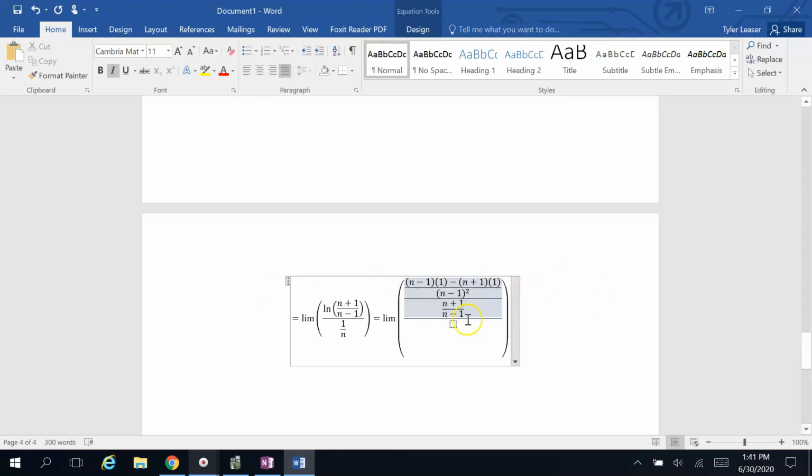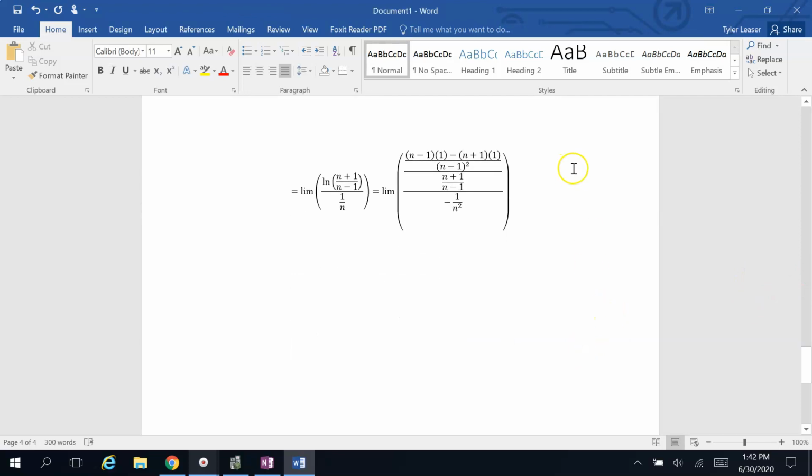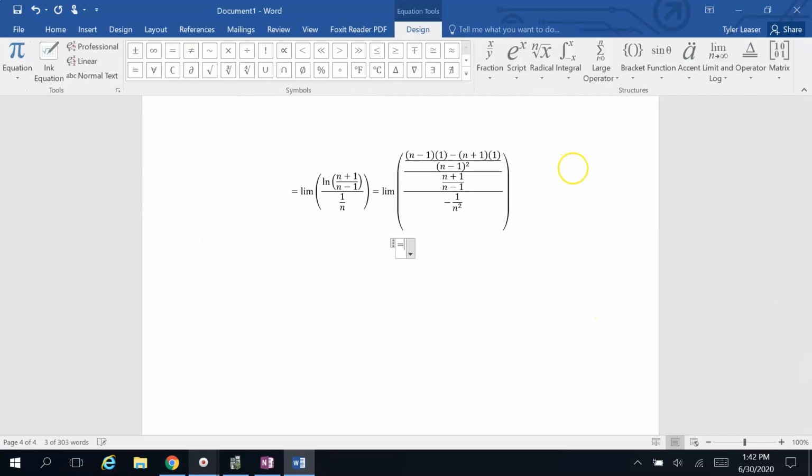Great. This whole thing here, the shaded part, is just the derivative of the natural log. So a quotient rule of the inside, bottom times derivative of the top minus top times derivative of the bottom over the bottom squared, divided by just the inside as is, n plus 1 over n minus 1. That's going to be divided by the derivative of 1 over n, which is negative 1 over n squared. Okay, looks awful. We're going to try and clean this up.